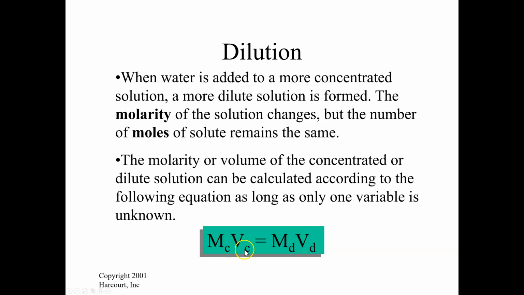So this is the concentrated side: the molarity of the concentrated solution, the sugary Kool-Aid, and the volume of the sugary Kool-Aid equals the molarity of the more dilute side and the volume of the more dilute side. So when you add more volume, this gets bigger, then the molarity is going to be reduced on this side. So you're going to have less sugary Kool-Aid.